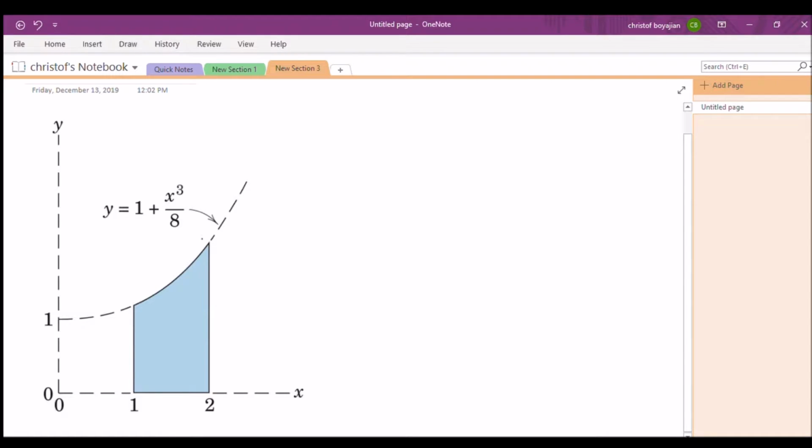So we have this little bounded area. It's not like we're starting from the origin or anything. This is a bounded area that we want to find. So let's go ahead and attempt this problem and see what the centroids are.